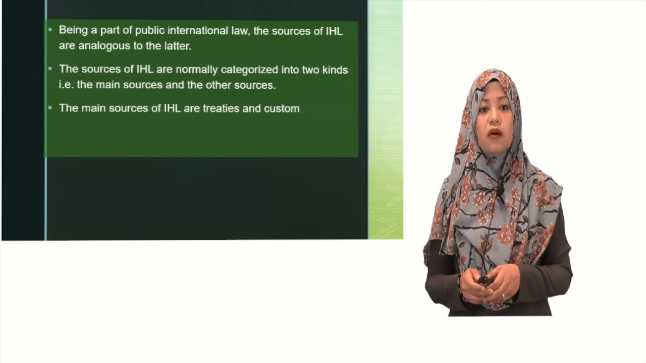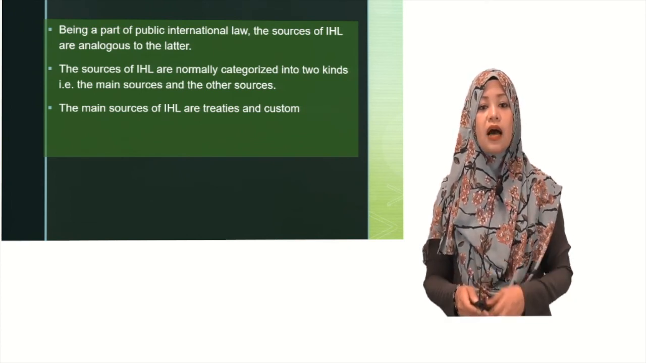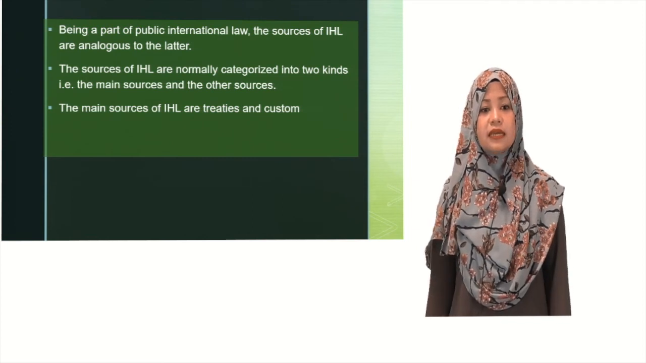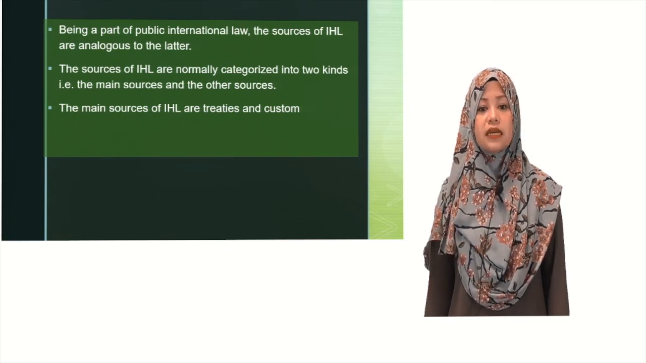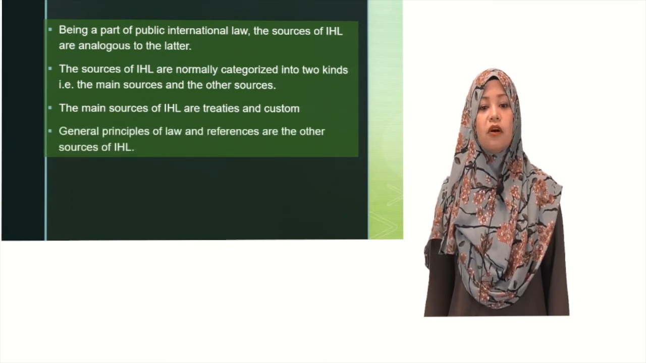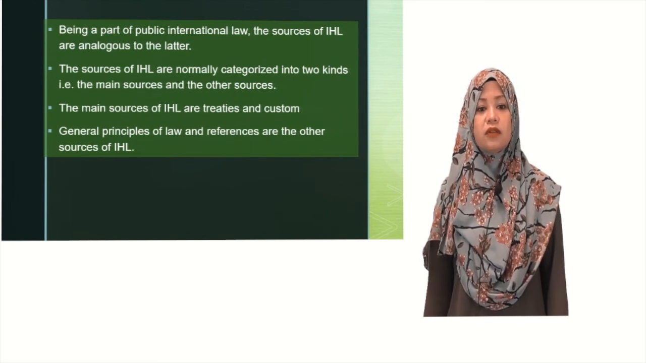As for conclusion, there is a need to stress that being part of public international law, the sources of international humanitarian law are analogous to the latter. The sources of international humanitarian law are normally categorized into two kinds, that is, the main sources and the other sources. The main sources of international humanitarian law are treaties and customs. General principles of law, and judicial decisions are the other sources of international humanitarian law.